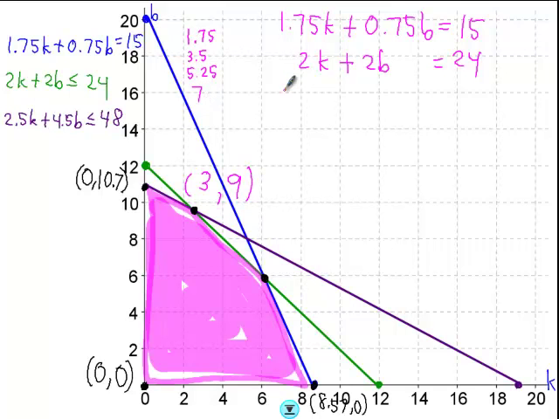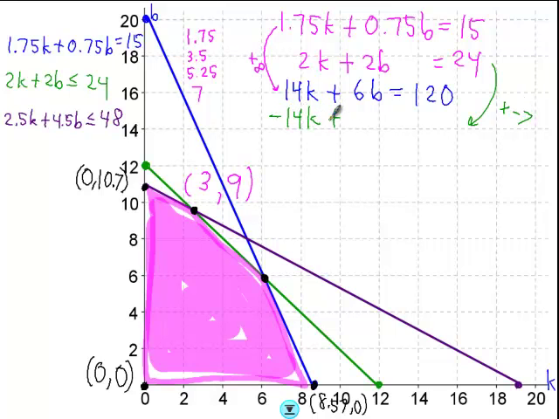2 can't go into 7, but if I double that, if I go all the way up to 8, if I multiply this times 8, it's going to get me up to 14. So if I multiply the top one by 8, I have 14k plus 6b equals 120. And now I'm going to need to multiply the bottom one by negative 7. So I get negative 14k minus 14b equals negative 168.